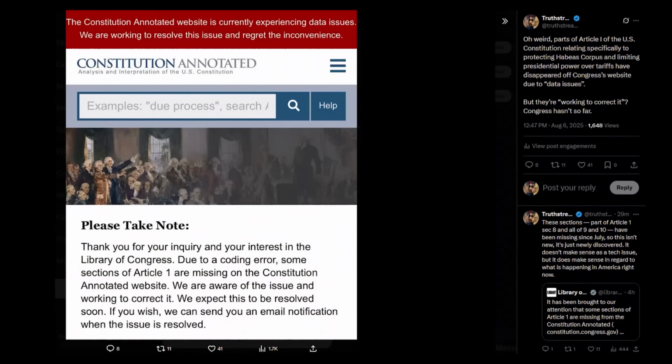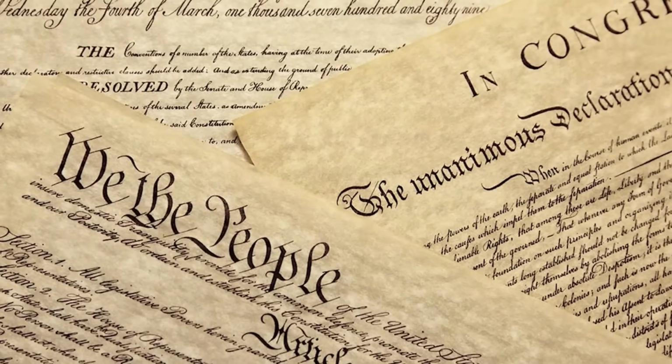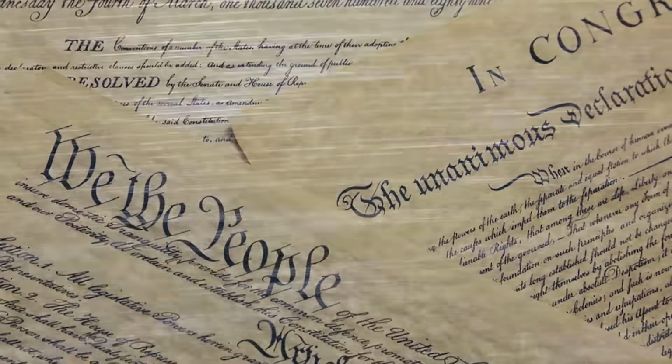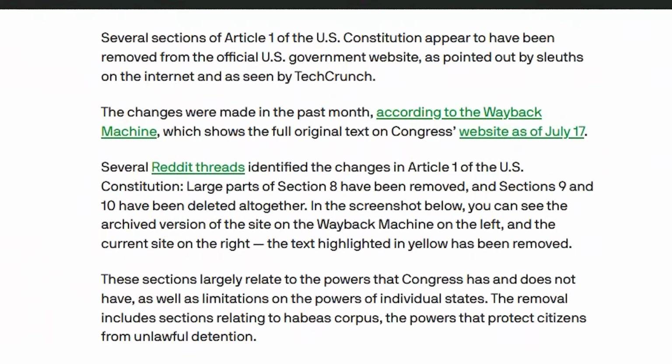Text that's been up there for years would all of a sudden just disappear, specifically text that's in relation to habeas corpus and having to do with all the stuff Trump is doing with tariffs, basically. This article's up on TechCrunch showing exactly what we know, which isn't much because they aren't explaining it. Key sections of the U.S. Constitution deleted from the government's website. Large parts of Article 1, Section 8 have been removed and Sections 9 and 10 deleted altogether.